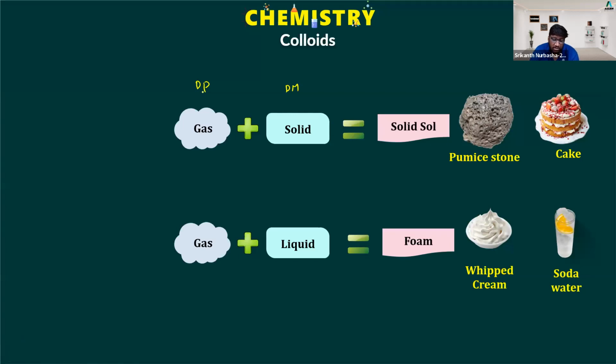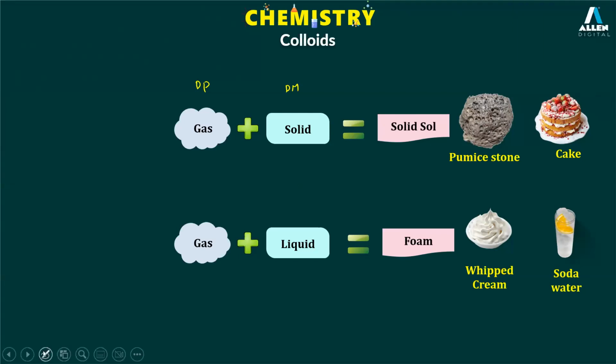Why can't you have dispersed phase gas and dispersion medium gas? Homogeneous mixture. Yes, it will form a homogeneous mixture. If it is a homogeneous mixture, it is called as what? True solution. It is not a colloidal solution.